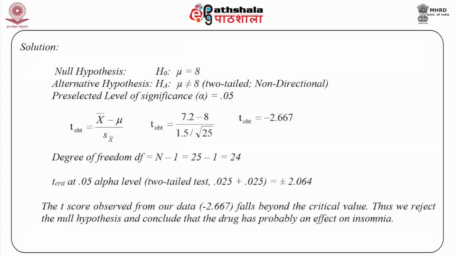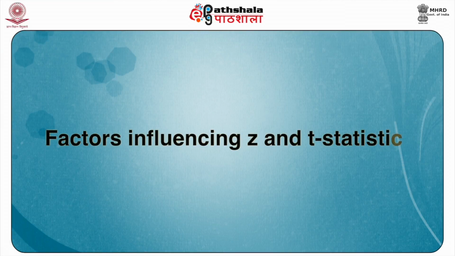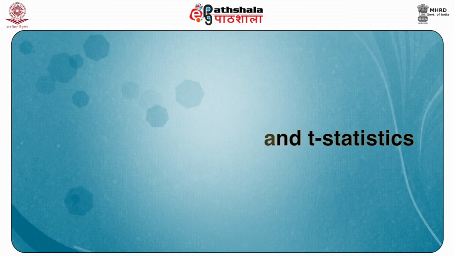Thus, we reject the null hypothesis and conclude that the drug has an effect on the insomnia. And the difference between the two values of mean is not only because of the sampling error, the drug is influential. The factors influencing Z and T statistics.